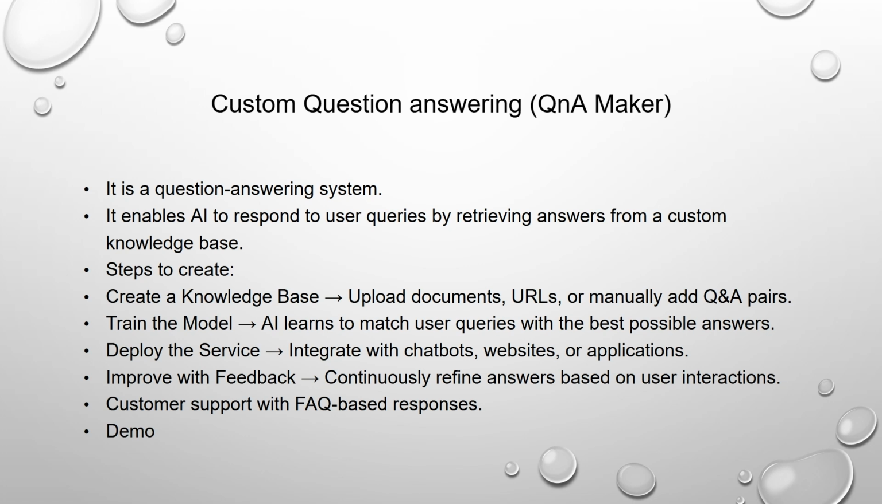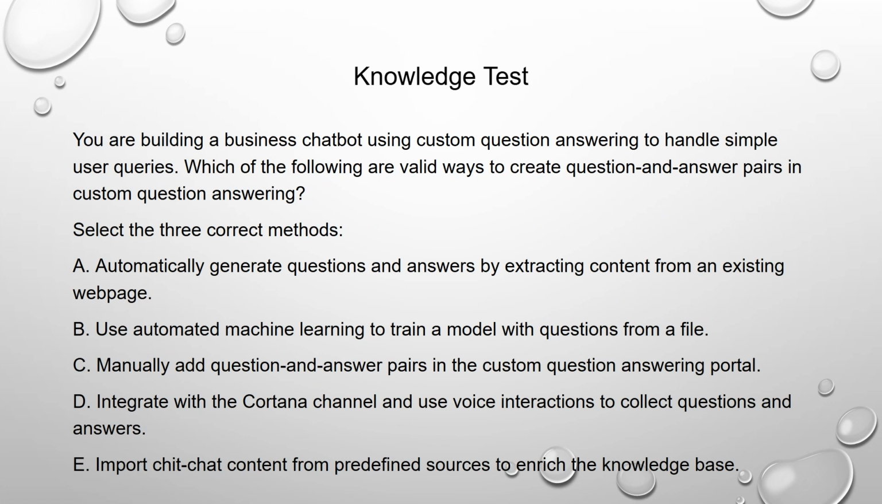Next is the knowledge test. So the first question: you are building a business chatbot using custom question answering to handle simple user queries. Which of the following are valid ways to create question and answer pairs in custom question answering? Select the 3 correct methods. So what the question is asking is, how can we create question answer pairs in a custom question answering project? What are the 3 valid ways?